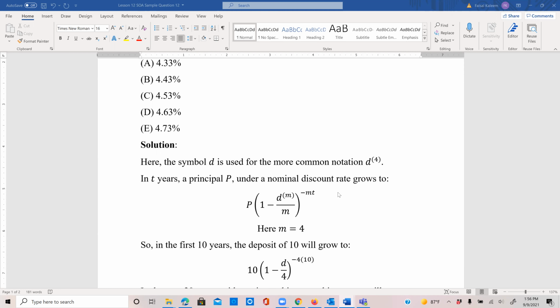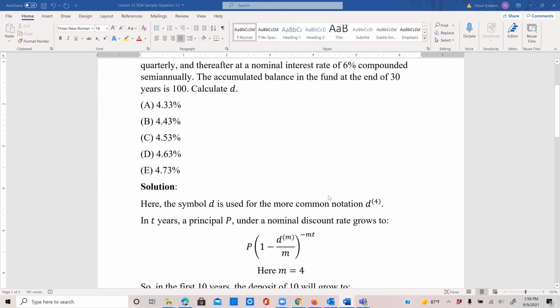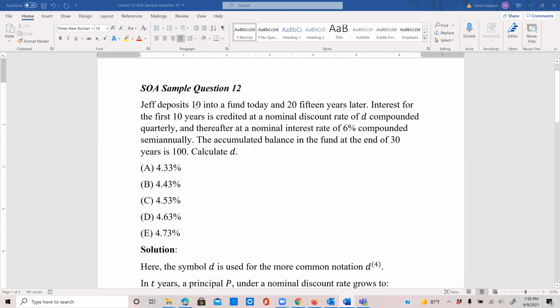In the first 10 years, this deposit of 10, so there are two deposits, one is 10 and the other is 20. So we take care of them separately because they're happening at different times. So the deposit 10 happens today and it sits for the full 30 years because we are interested in the accumulated balance at the end of 30 years.